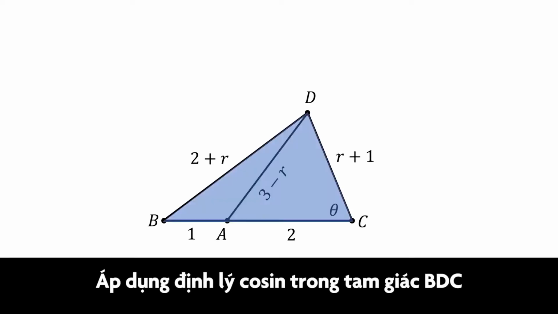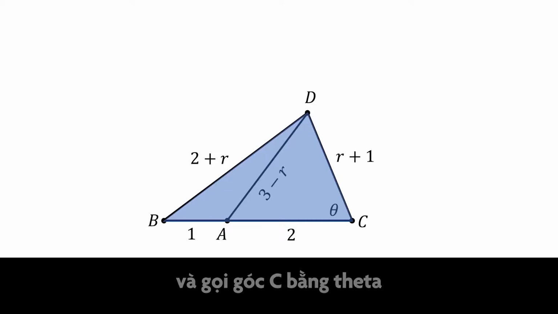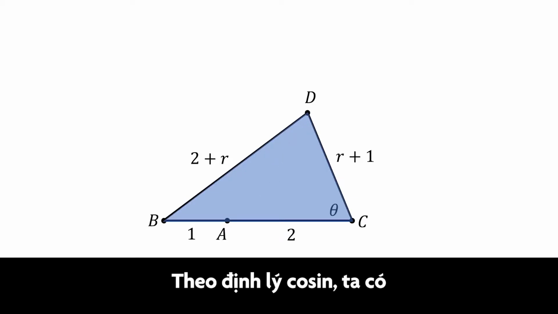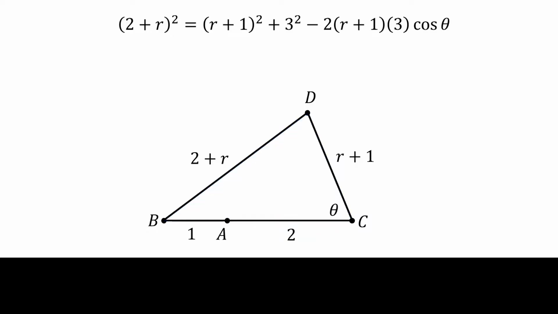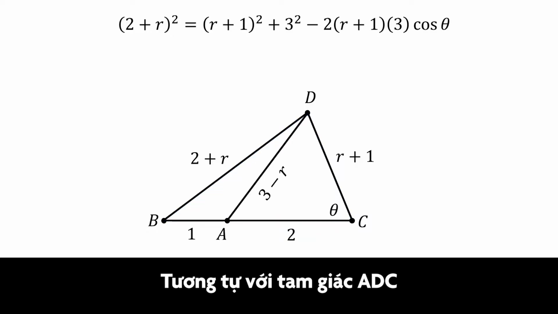We'll use Al-Kashi's law of cosines on the entire triangle BDC, and we'll label angle C as theta. Now by Al-Kashi's law of cosines, the quantity 2 plus r squared is equal to the quantity r plus 1 squared plus 3 squared minus 2 multiplied by the quantity r plus 1 multiplied by 3 multiplied by the cosine of theta. We can make a similar equation for triangle ADC.